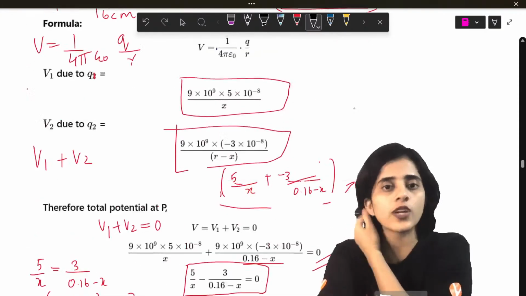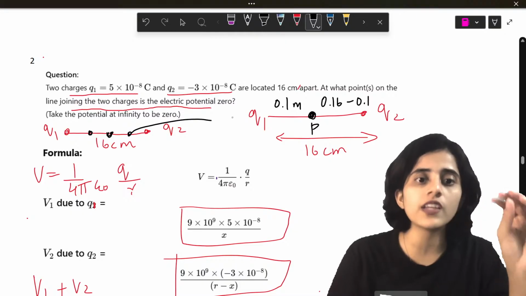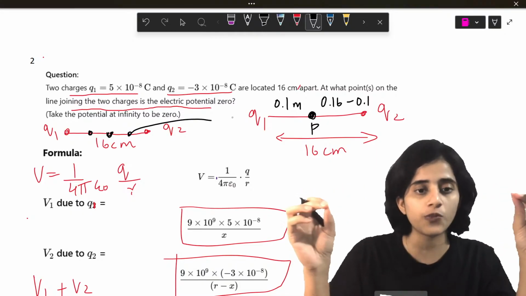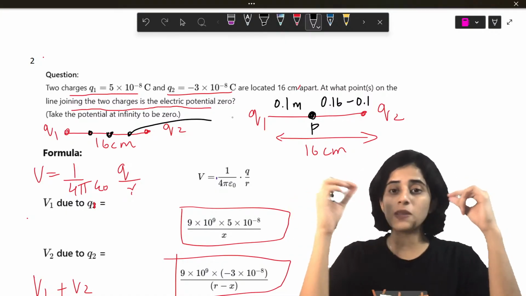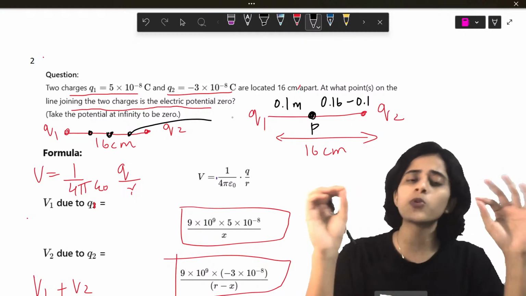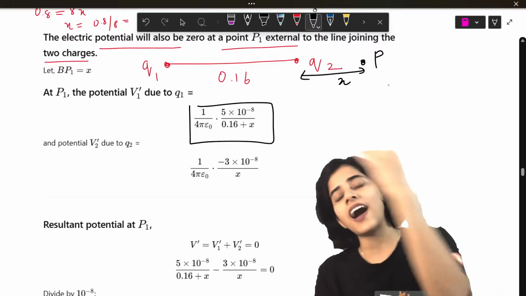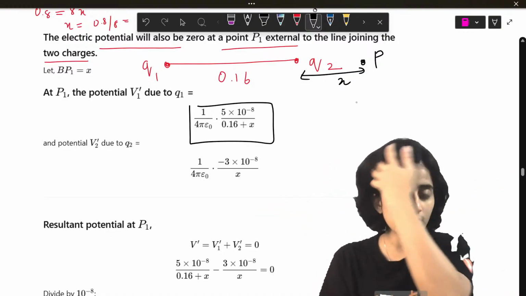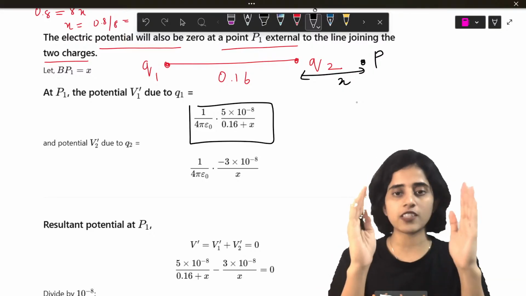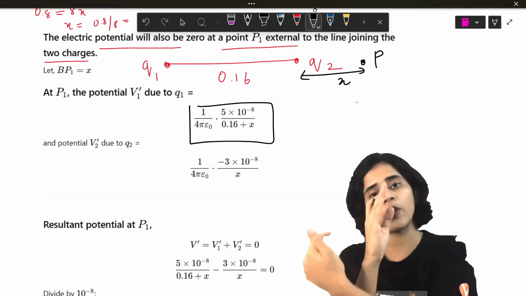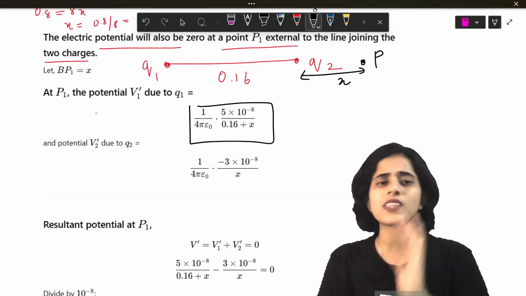Okay, let's look at the question here. The question says that at what points on the line joining the two charges is the electric potential 0? It just says that the points have to be on the line. It does not say that it has to be between them. So first I just put a point between. I got a value. Now I take a point P outside. Students, this is a 5 marker, so you have to do both. First you take a point P inside the two charges where potential could be 0. Then I take a point P outside the two charges where the potential could be 0. Then I do the same steps.